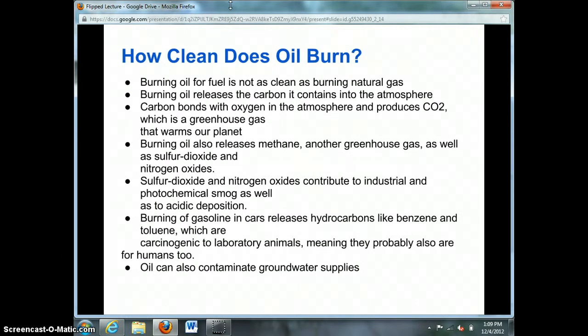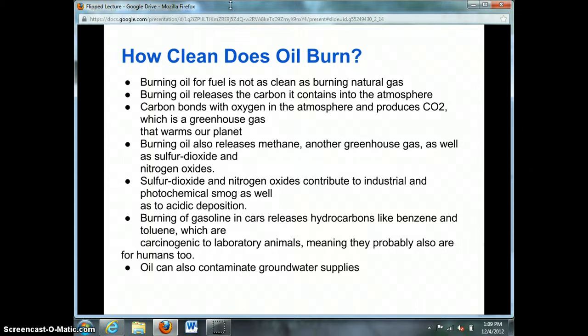How clean does oil burn? Burning oil for fuel is not as clean as burning natural gas. Burning oil releases carbon into the atmosphere, which bonds with oxygen and produces CO2, a greenhouse gas which warms our planet. Burning oil also releases methane, another greenhouse gas, as well as sulfur dioxide and nitrogen oxides.